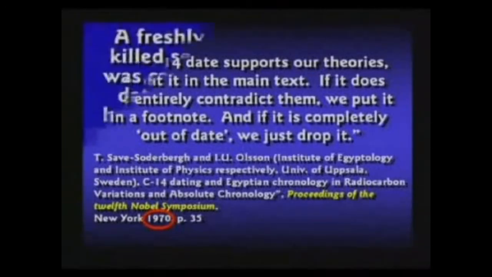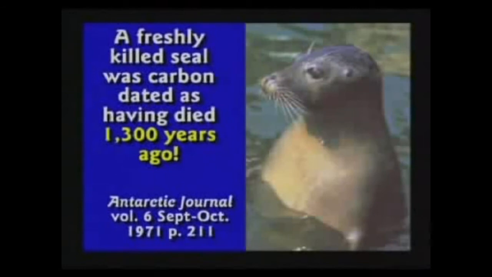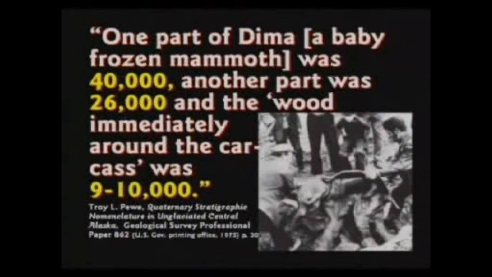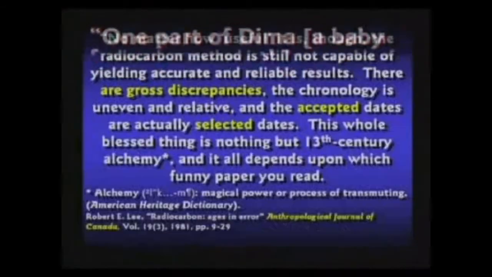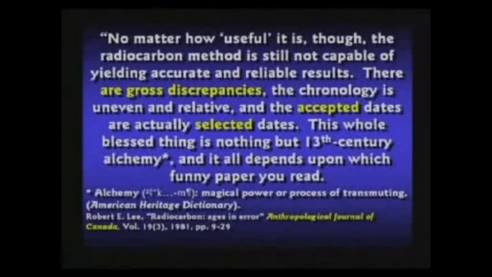1971, a freshly killed seal, carbon dated at 1,300 years old. Still not working, folks. Okay? 1975, a baby mammoth was found frozen. Part of it dated 40,000 years old, another part was 26,000 years old, and the wood next to it is 9,000 years old. Still not working in 1975.